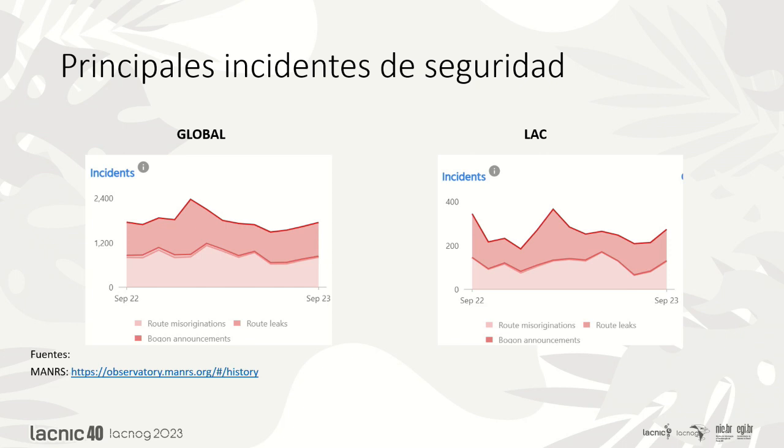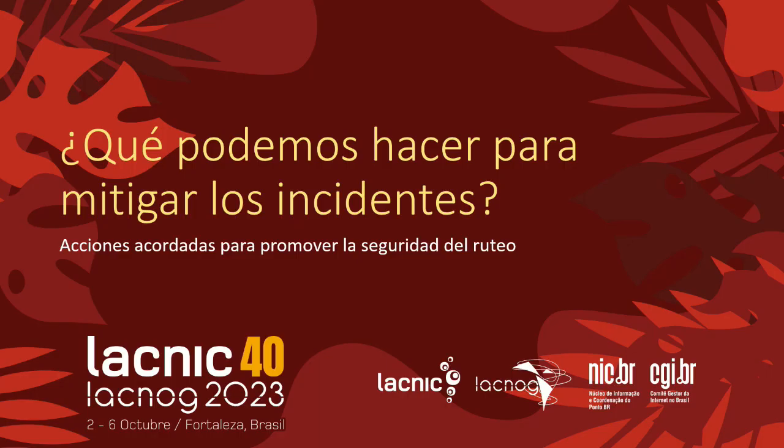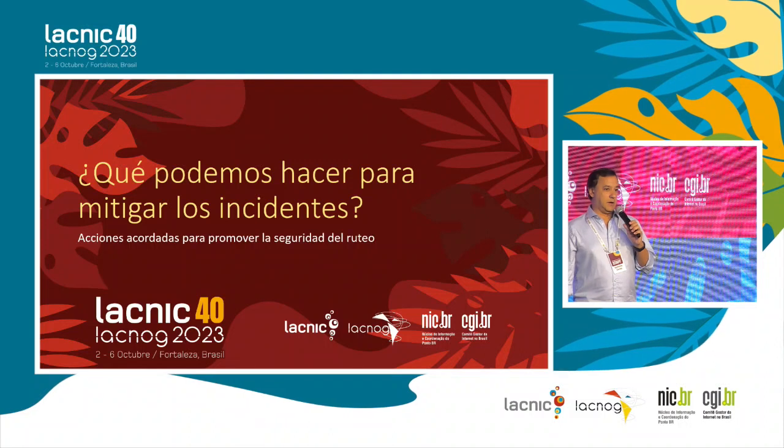So there are close to 2,000 incidents a month globally. In the LACNIC region, this goes from September 2022 to September 2023, that's a year, and it's the same period in LACNIC. So you see that there is no clear trend because it goes up and down. Well, in June this year, there was a peak, a surge. Based on these MANRS statistics, it's not improving much.